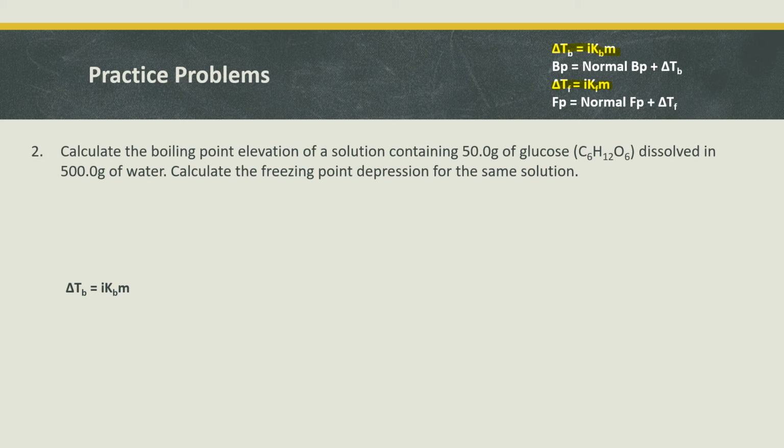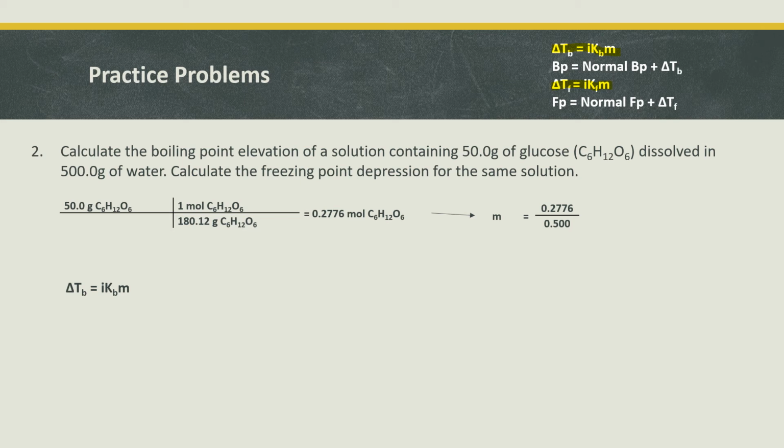And remember that molality is moles of solute over kilograms of solvent. So I have 50 grams of glucose. I'm going to have to change that to moles, so that's what I'm going to do first. 50 grams of glucose divided by the molar mass of glucose gives me how many moles I have. Now I've got to divide that by the kilograms of solvent, so I'm going to change my 500 grams of water to kilograms. And I'm going to plug this into my next equation. So you can see molality equals moles of solute over kilograms of solvent.